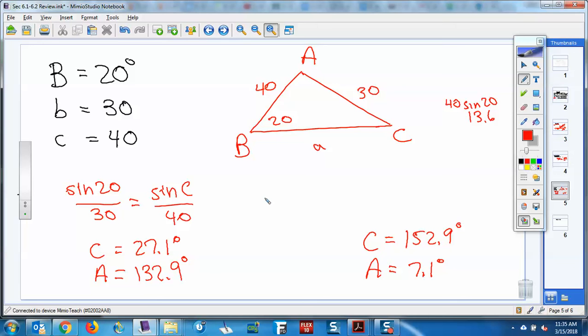Okay? All right. And I would probably, like I said, I would do sine 20 over 30 equals sine 132.9 over little a. Here it's probably okay to use the rounded. That would get you the little a for over here. And then sine 20 over 30 equals sine 7.1 over little a. And that would get you the little a for right there.